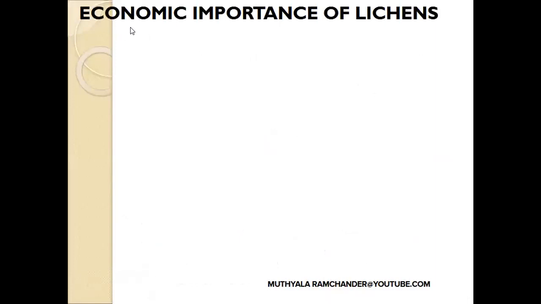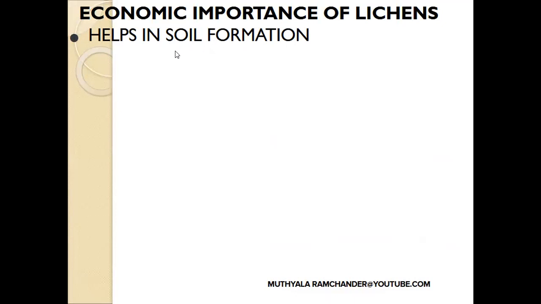And now the economic importance of lichens. See, lichens mainly help in soil formation. So they are also called pioneer plants of the earth's surface. Lichens like crustose, foliose and fruticose lichens develop on rock surfaces. They release carbonic acids, which mainly help in the formation of soil by the fragmentation of rocks. So initially, soil is formed by lichens only.